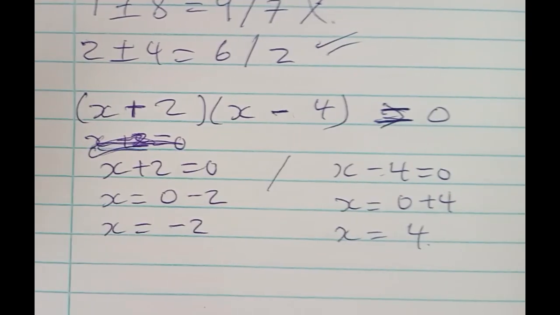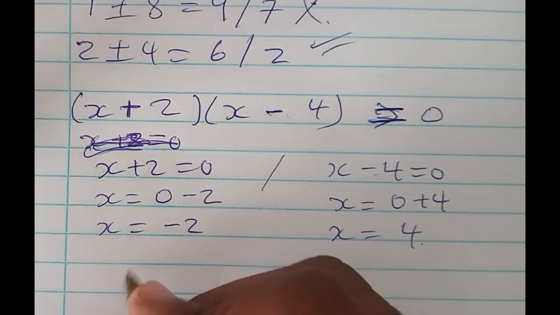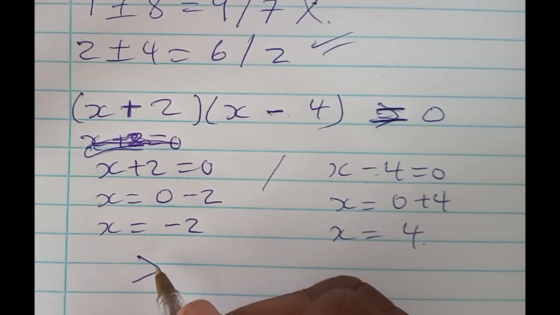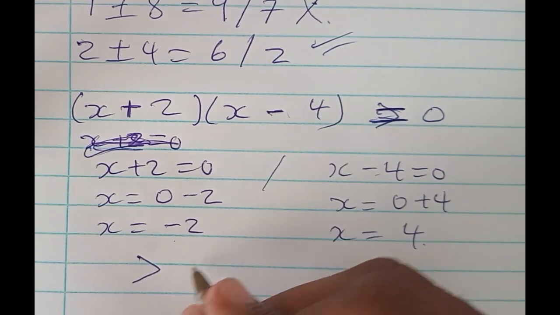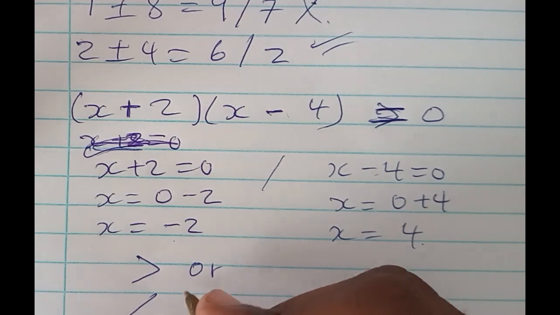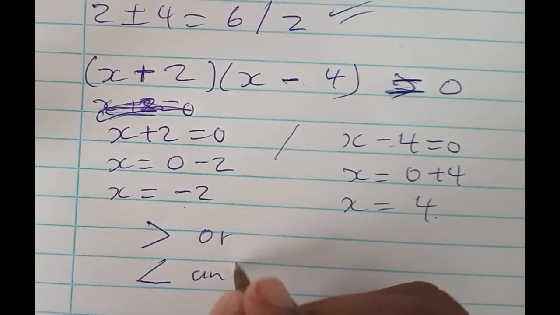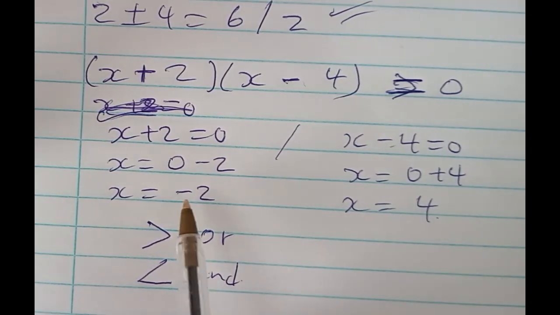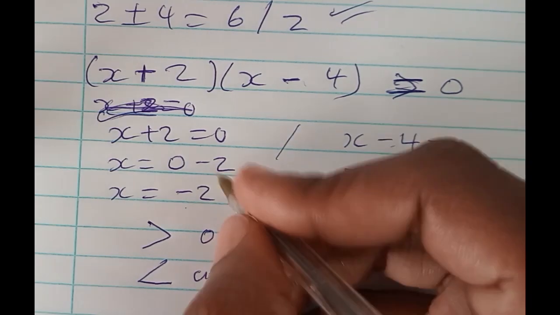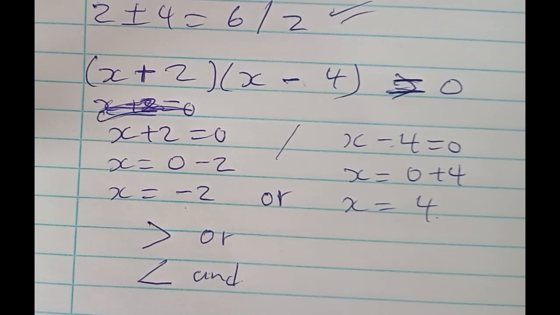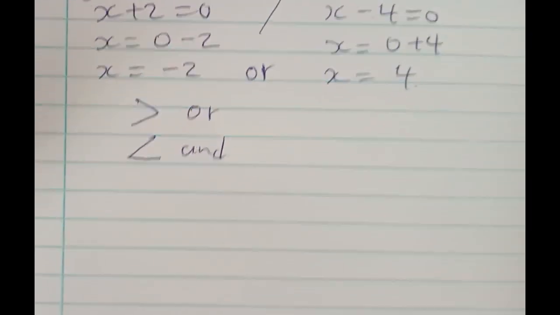So when it comes to inequality, when we have greater than, when it comes to our values, we should say "or". But when it is less than, we should say "and". So our values here are x is negative 2 or x is positive 4. You see? So I have to draw it. I have to represent it graphically. Now I will draw it down.